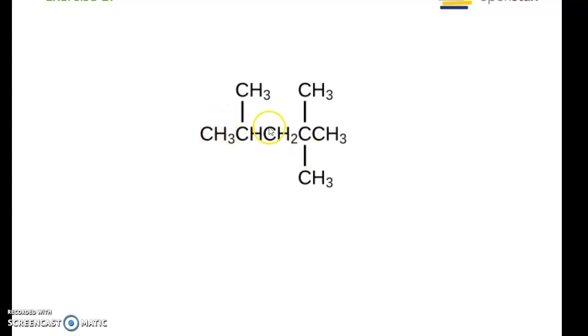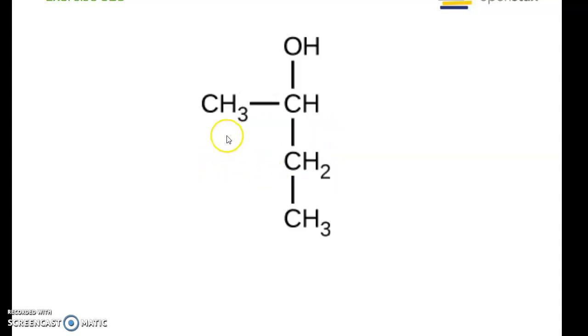And here you've got 2 right here and 1 right there of the methyl groups, and it's 1, 2, 3, 4, 5. So it's pentane. But you have 2, 2, 4 trimethyl pentane. 2, 2, 4 trimethyl pentane. Okay?